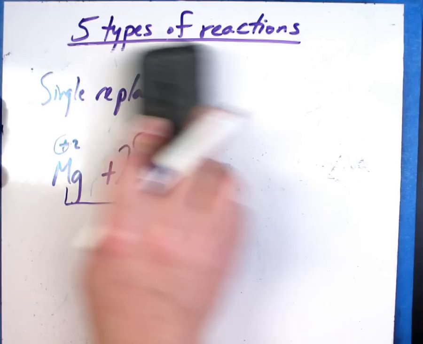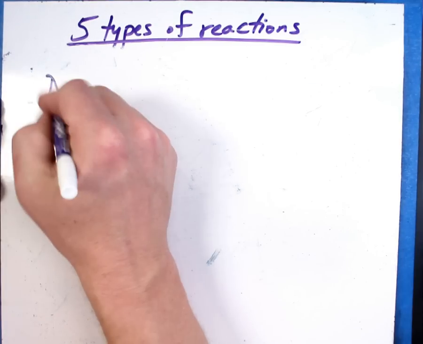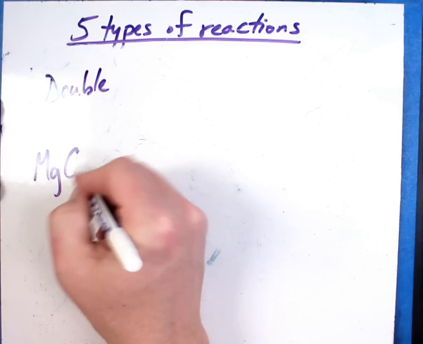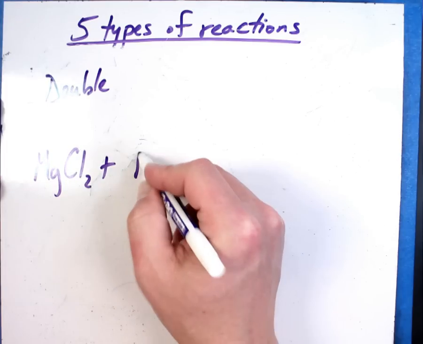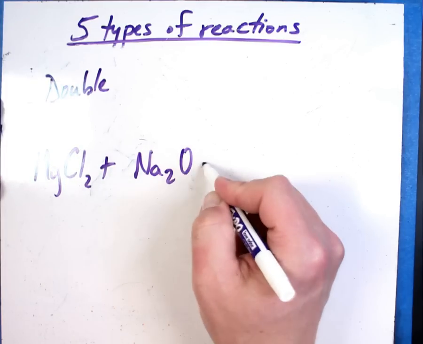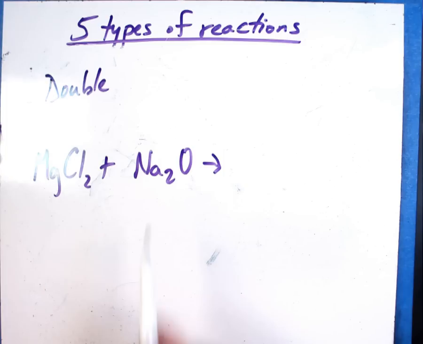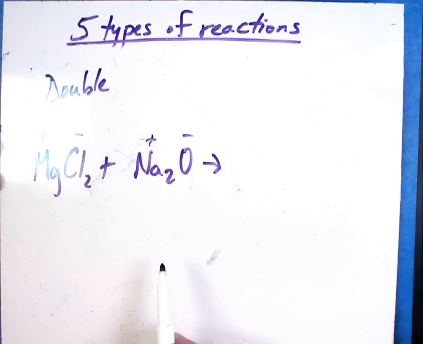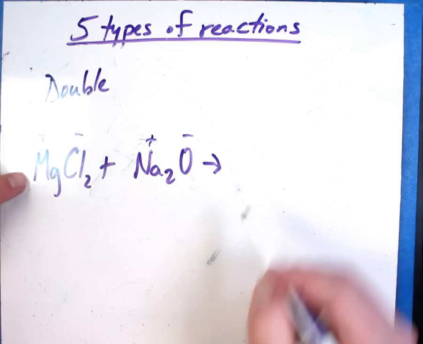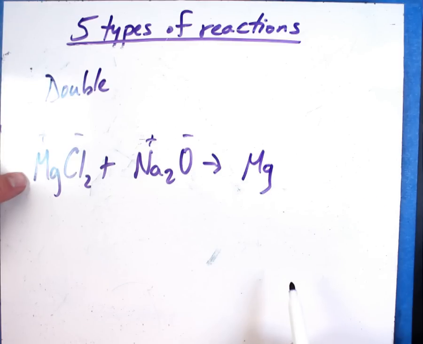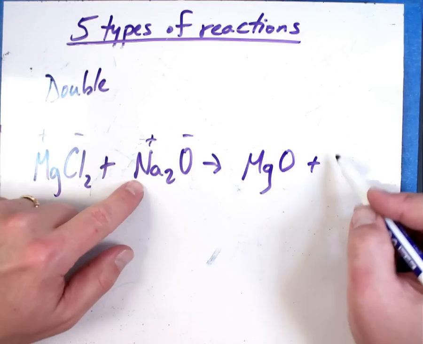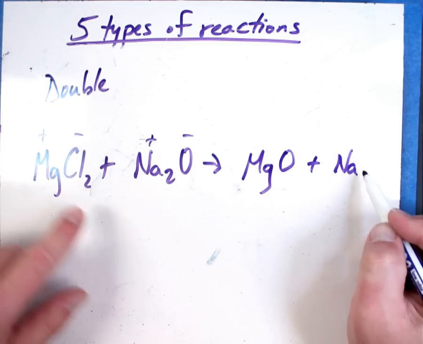Let's try double replacement. In a double replacement, it works the same way. So if I had MgCl2 plus Na2O, it's a compound with a compound. So it's plus minus plus minus. Who are the partners? Well, that makes it real easy. Mg is going to be with the other girl, which is the negative O. And the other plus, remember pluses go first, Na is going to be with Cl.